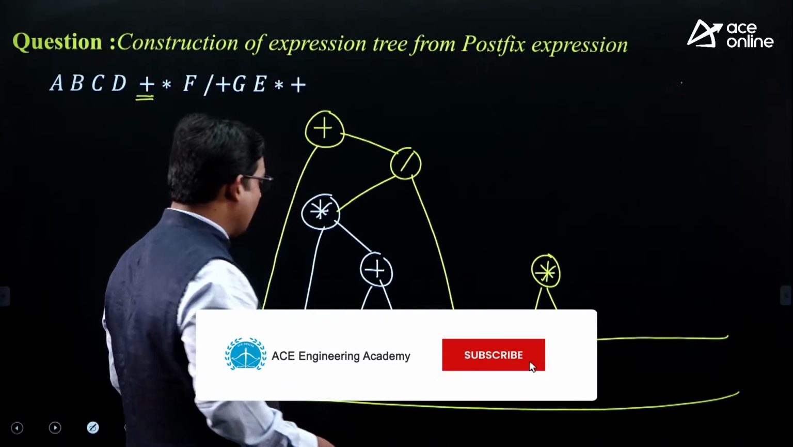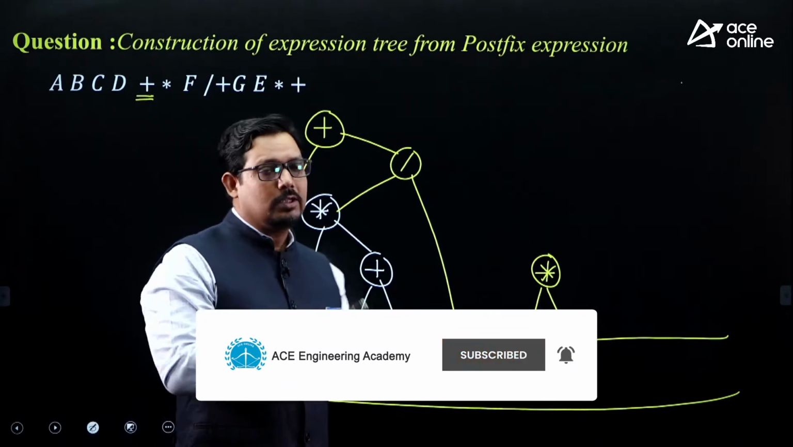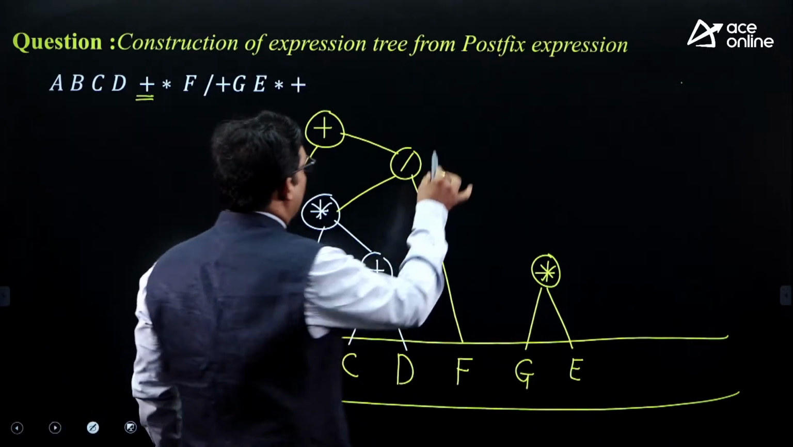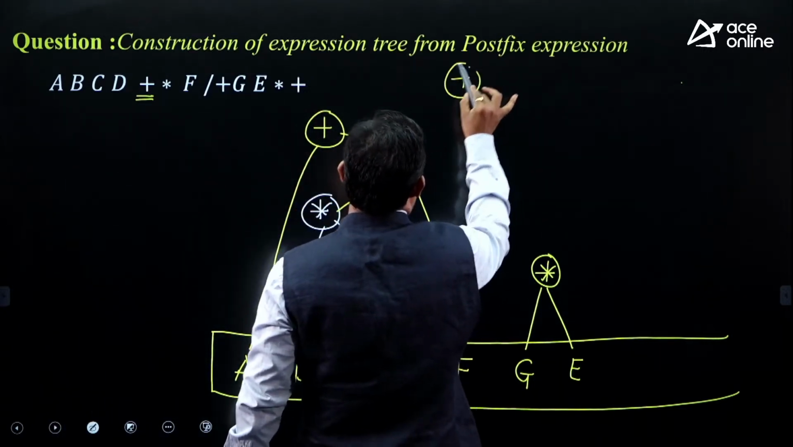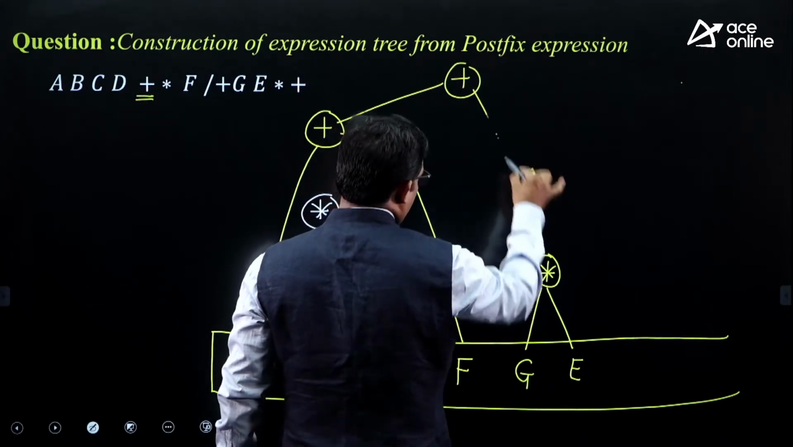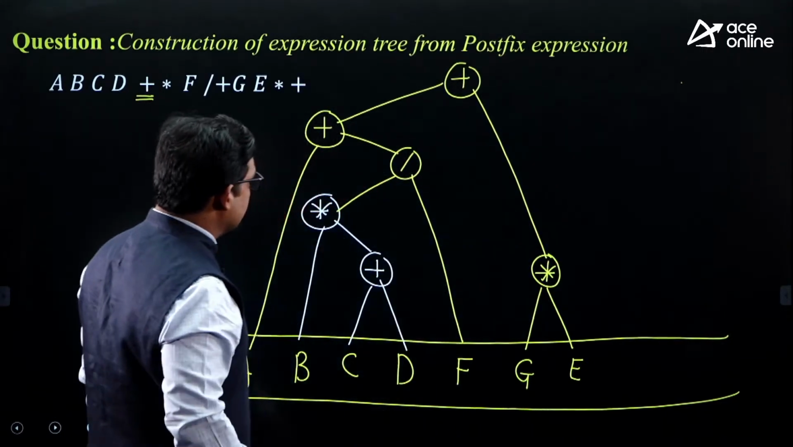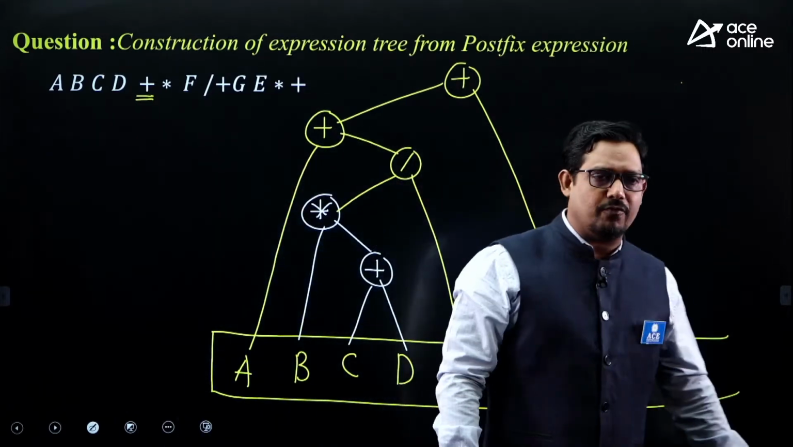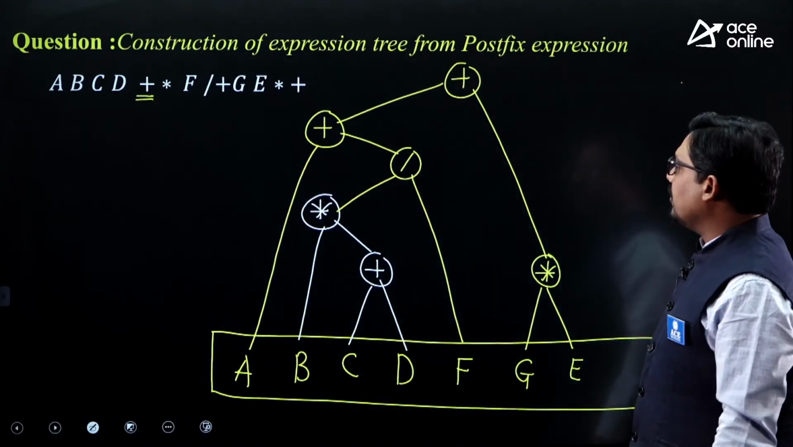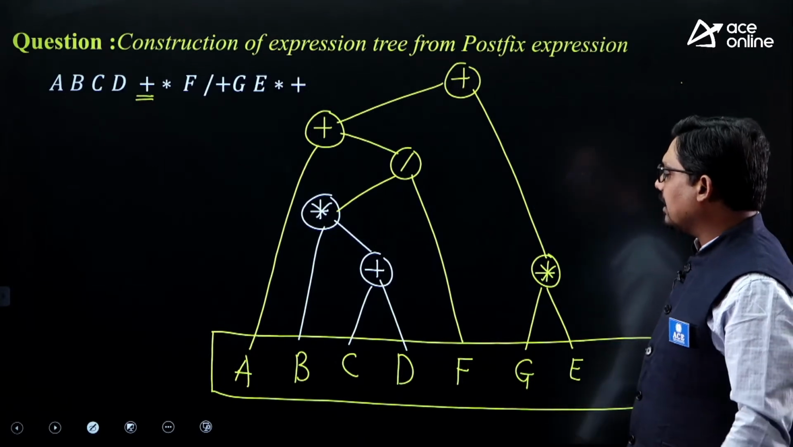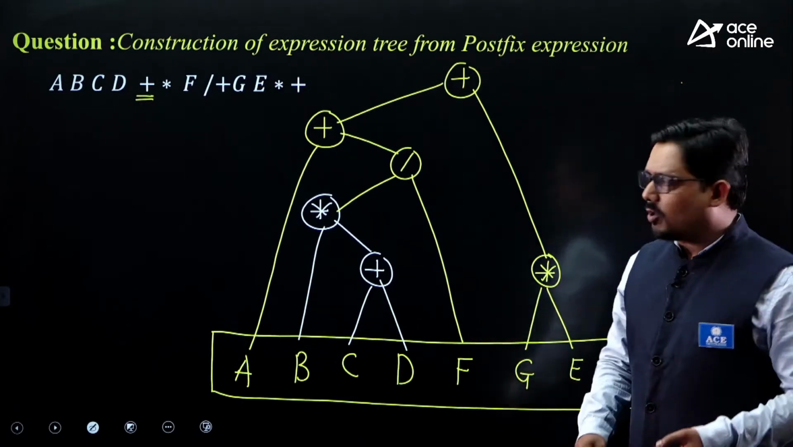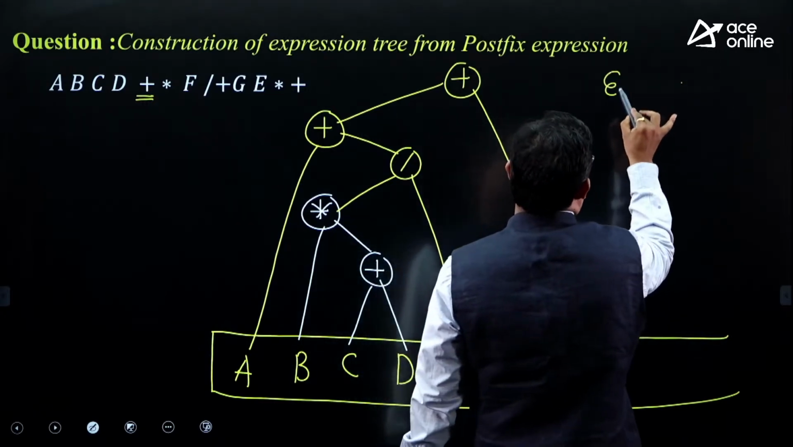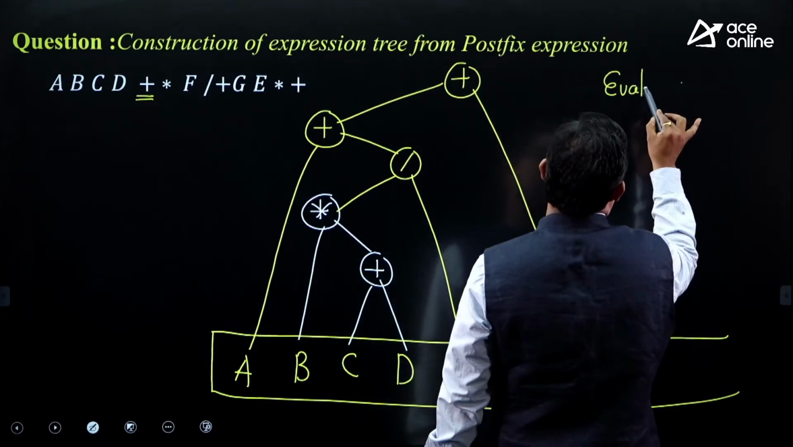So plus, now I have two trees. Now they have already grown up to an expression, and when the plus comes, this plus will be here, and this will become your operand. This is the expression tree from the postfix expression. So effectively what we have done, we are just using the concept of evaluation of postfix expression, and rather than evaluation.